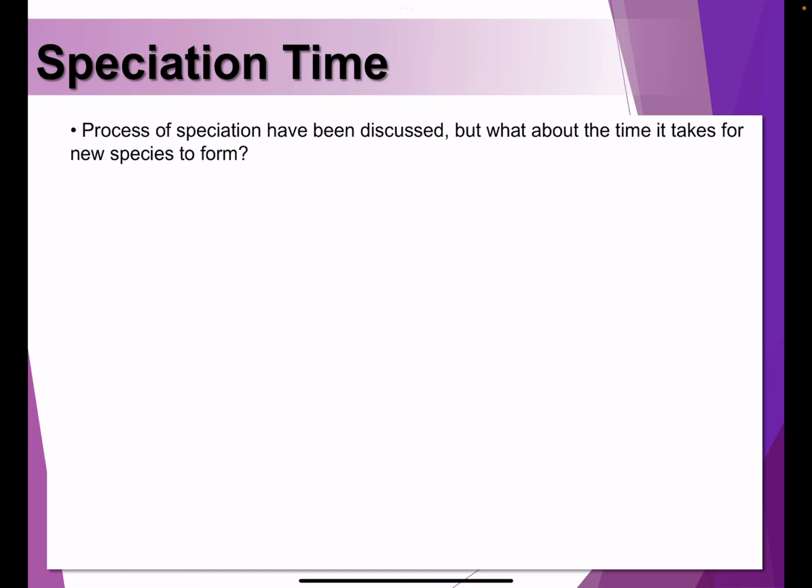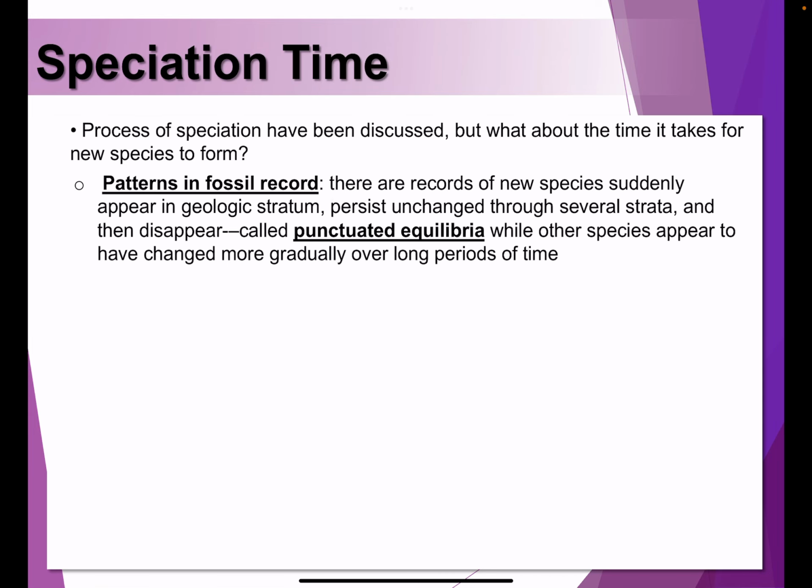So lastly, we have discussed how the process of speciation can occur, but how long does it take approximately for new species to form? Because we've just talked about the steps that lead to speciation. So how long does it take? Well, the patterns in the fossil record can give us some clues. There are actually records of new species suddenly appearing in the geologic strata. They persist unchanged throughout several strata and then all of a sudden disappear. That's what they see in the fossil records.